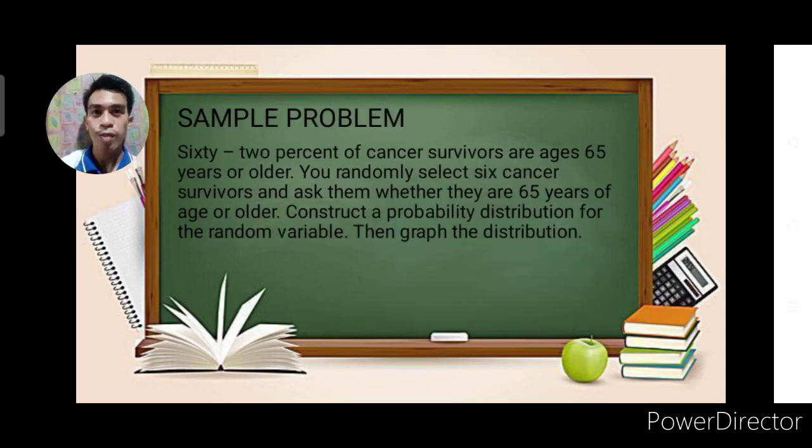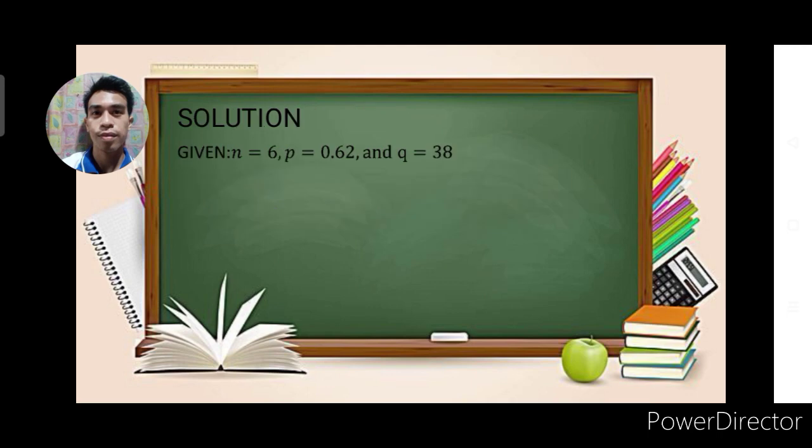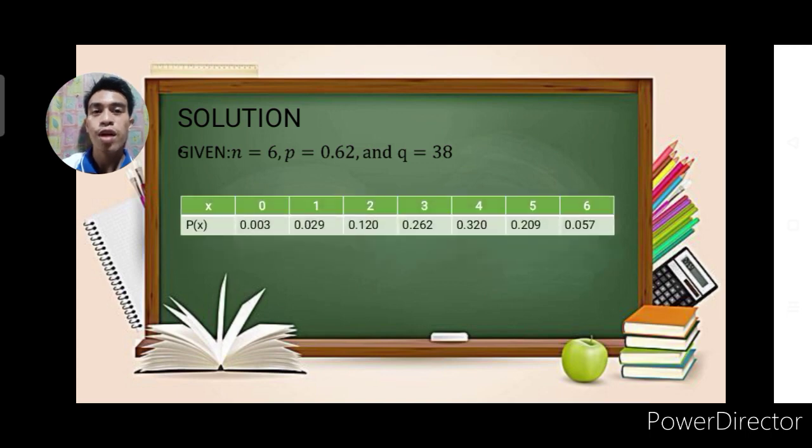Another sample problem. 62% of cancer survivors are ages 65 years or older. You randomly select 6 cancer survivors and ask them whether they are 65 years of age or older. Construct a probability distribution for the random variable, then graph the distribution. So our solution, we are given n is equal to 6, p is equal to 0.62, and q is equal to 0.38. So we have here our table.